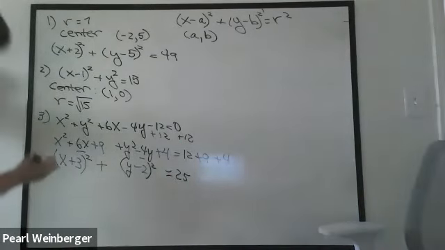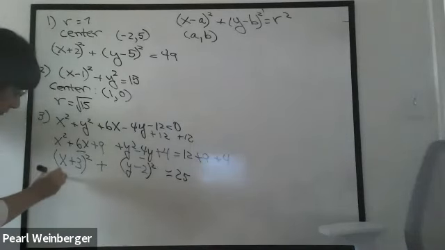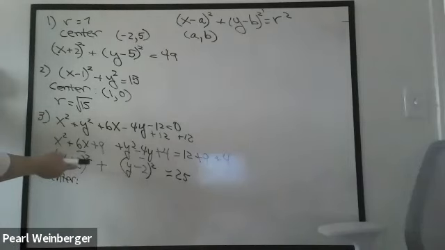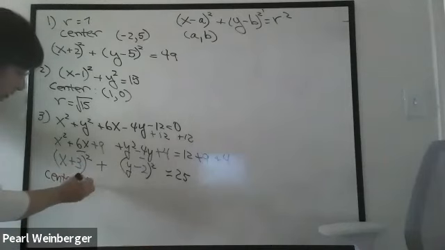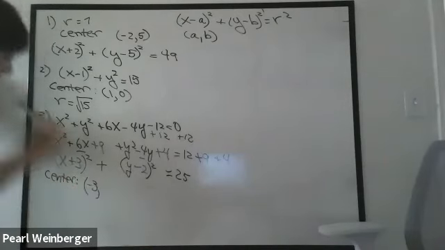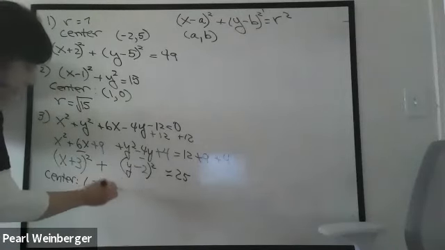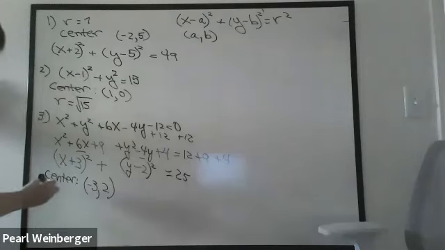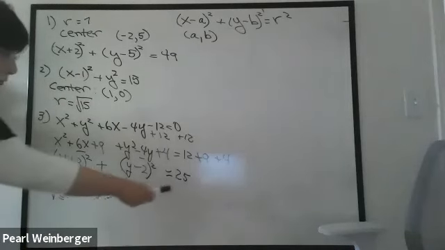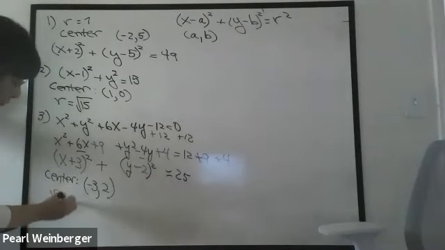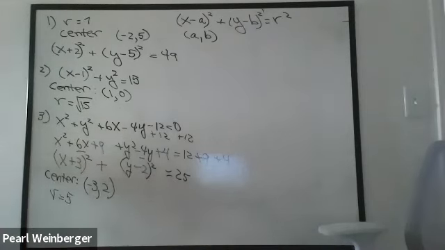The center, remember, you get from the numbers that are inside the parentheses. Next to the x is a plus 3, so the x center is -3. Remember, we switch its sign. Next to the y is a -2, so that becomes a +2. And the radius is the square root of this number, which happens to be a perfect square at this time, and the square root of 25 is 5. And that would be the answer to question number 3.